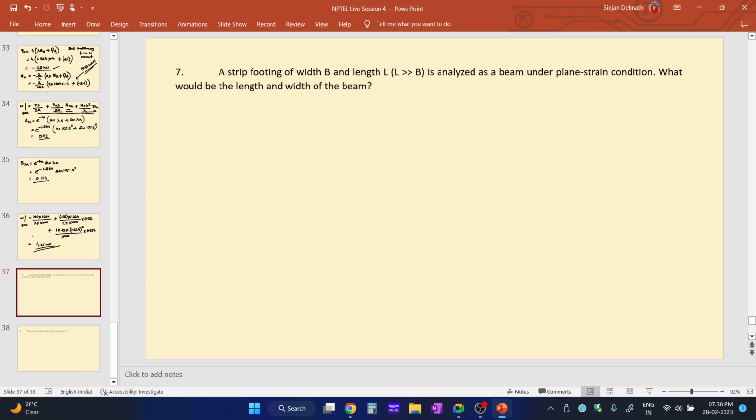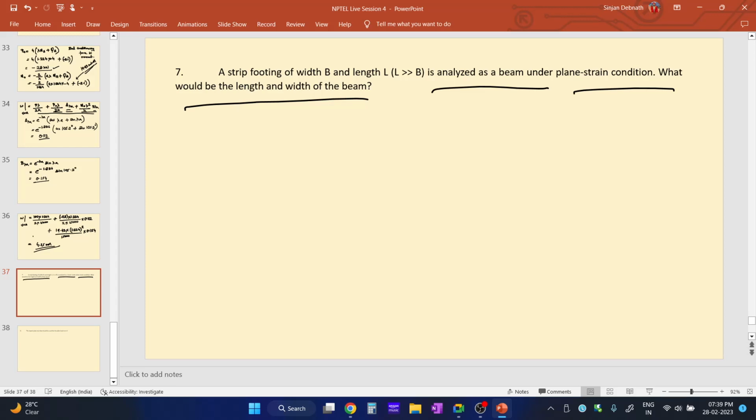Strip footing of width B and length L. In case of strip footing, the length is much greater than B, and it is analyzed as a beam under plane strain condition. So that means we are just analyzing the strip footing in plane strain condition. What would be the length and width of the beam? We are assuming a strip footing to be a beam, and we are trying to solve a strip footing problem using the soil interaction process.